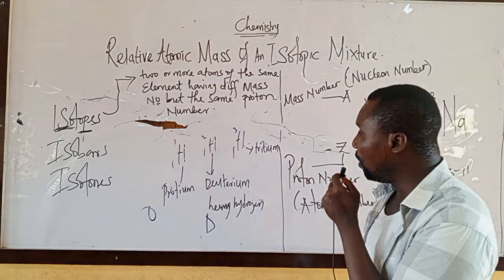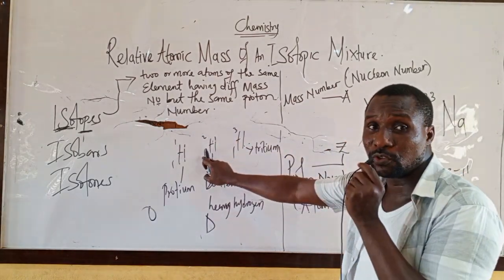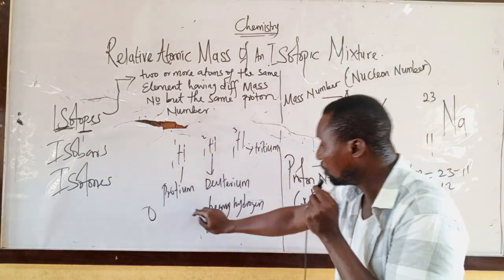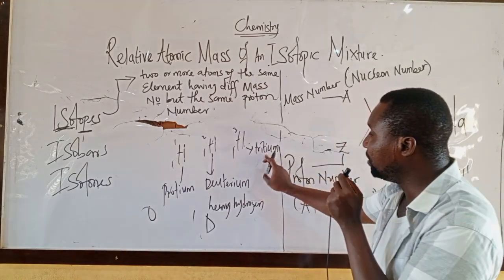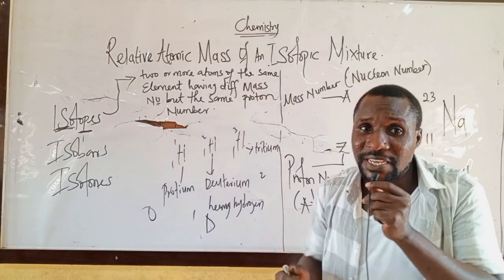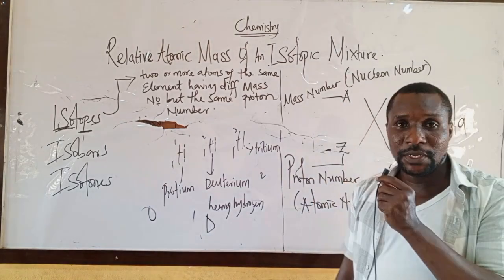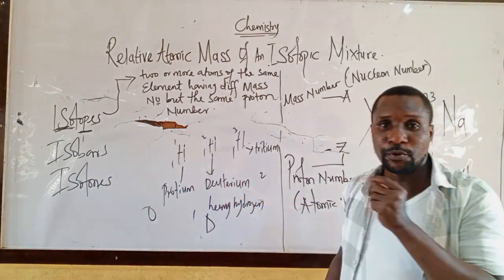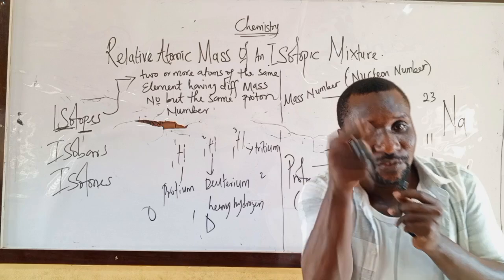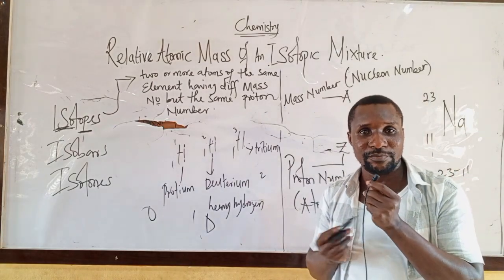Neutron number of this one will be what? Mass number minus proton number. The neutron number of this one is 1, and of this one is 2. That means I can simply say isotopes have the same proton number, different neutron number. That's another meaning of isotope.